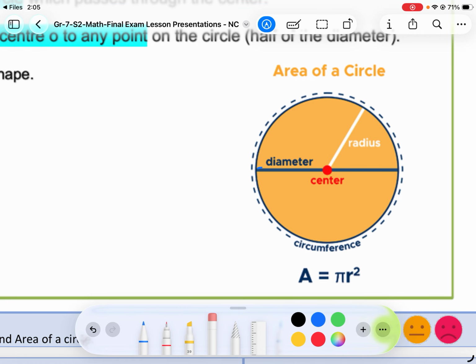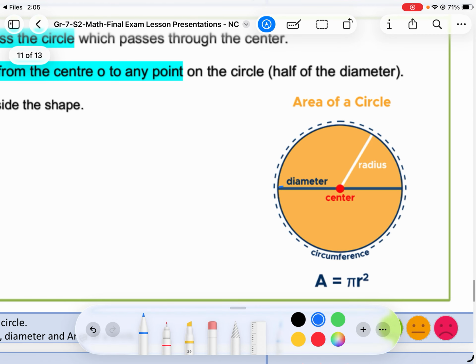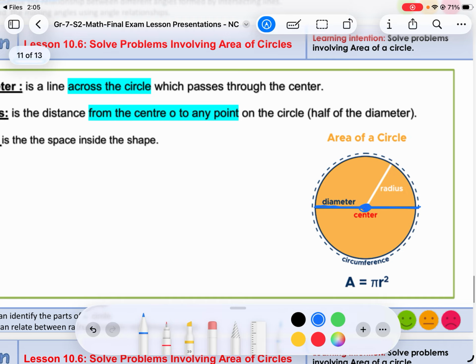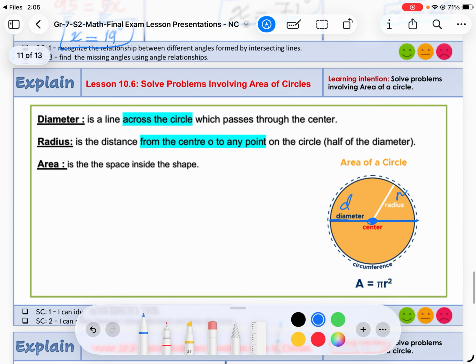Now, what does the diameter mean? Diameter is the distance across the whole circle passing through the center. So be careful. Can I call this one here a diameter or a radius? I cannot, because it's not passing through the center. It must pass through the center. So the whole thing is called a diameter. We refer to it as letter D, and radius with R.